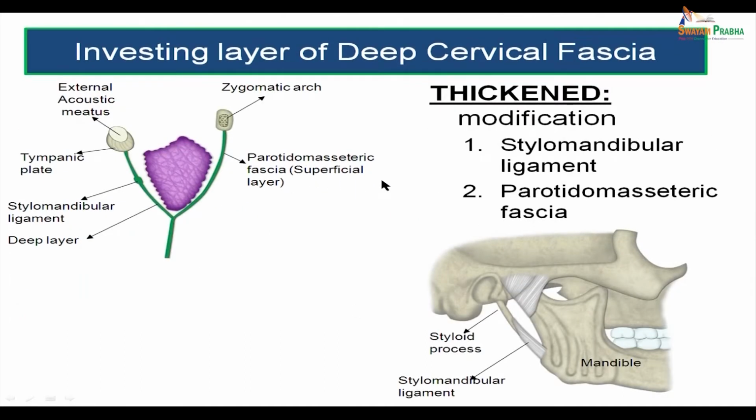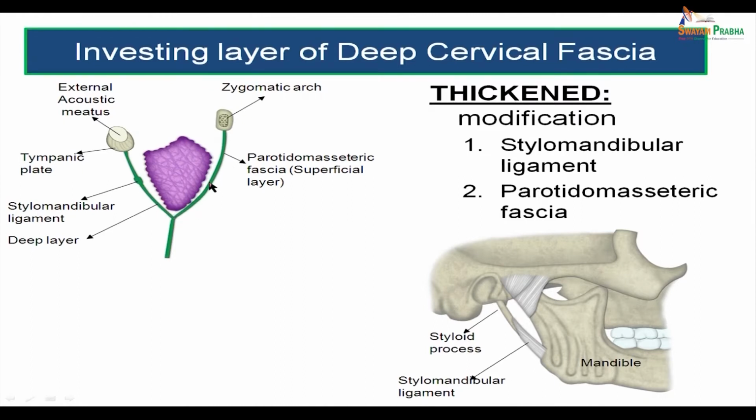The deep cervical fascia is thickened to form two structures. The first is stylomandibular ligament and the second is parotido-masseteric fascia. Now we come back to this diagram. As the fascia ascends upward, it splits into two, a superficial and a deep layer.